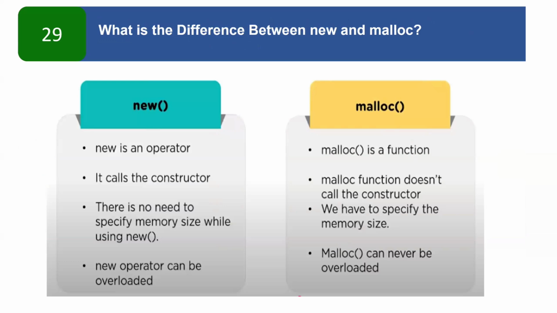Question number 29. What is the difference between new and malloc? New is an operator, malloc is a function. New calls the constructor, malloc function does not call the constructor. With new, there is no need to specify memory size. With malloc, we have to specify the memory size. New operator can be overloaded, malloc can never be overloaded.